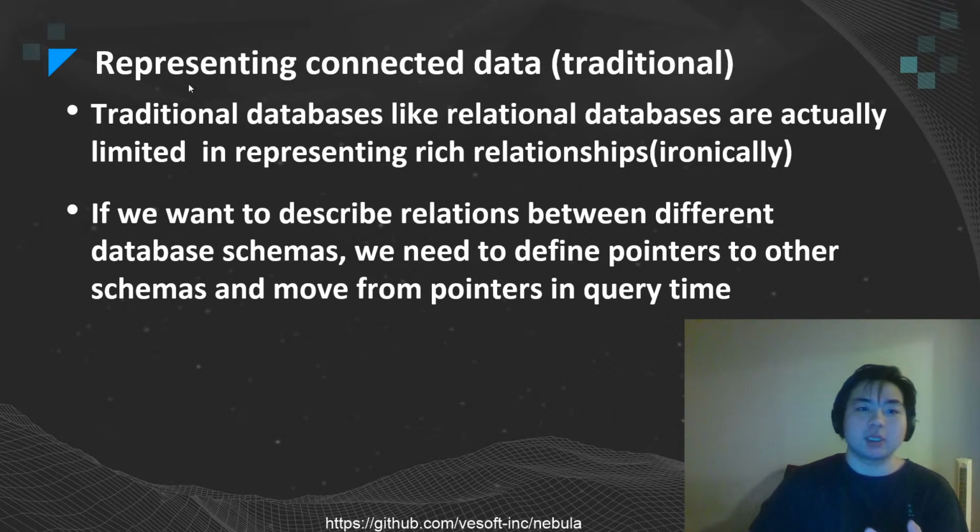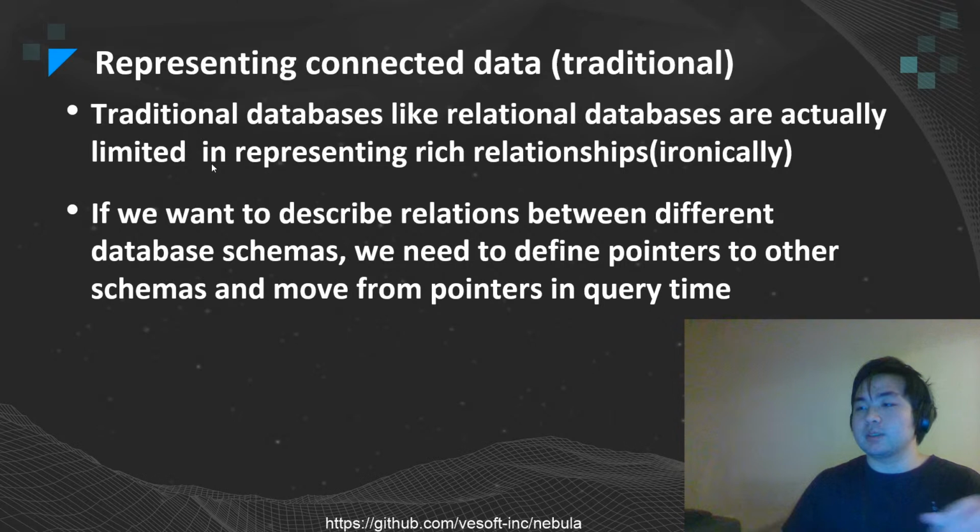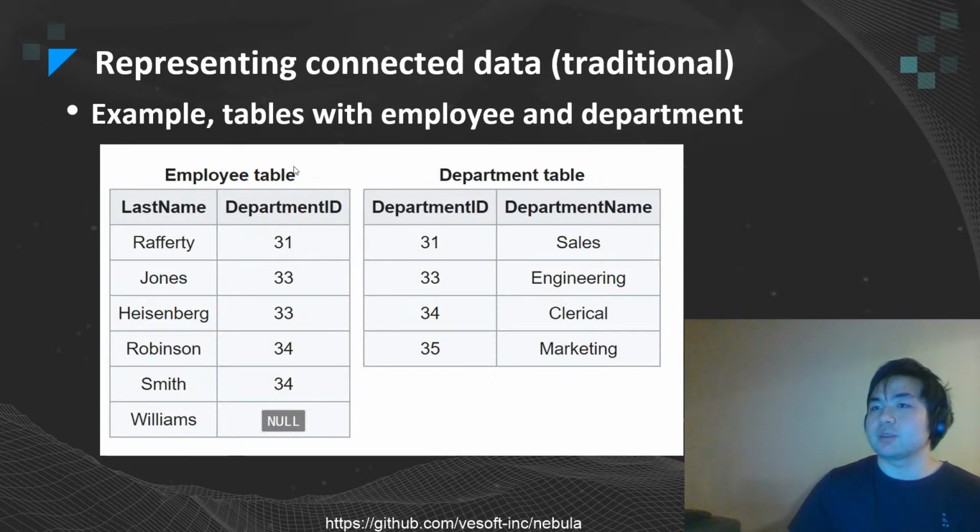So in a traditional database such as SQL or MySQL, we define schemas to represent data and their interconnected relationships. And in the schema, we will always define IDs to track different kinds of correlations from one schema to another schema. But the relationship in the schema is not explicit. Here is a simple example.